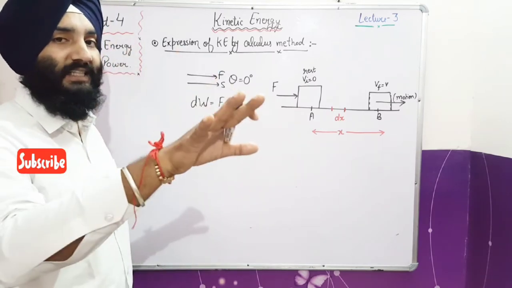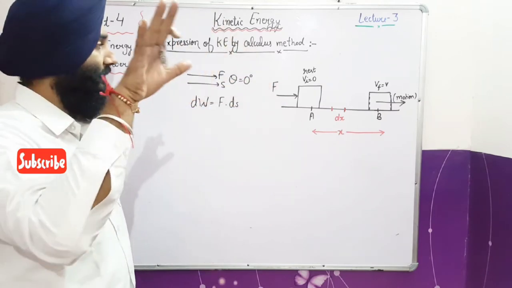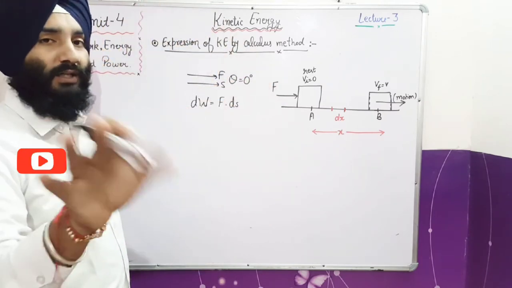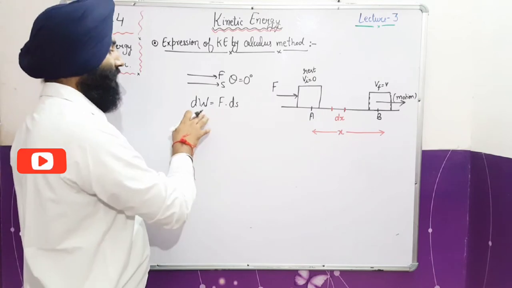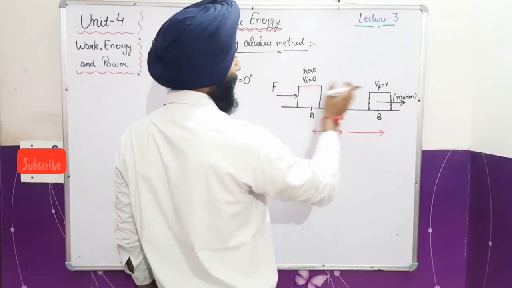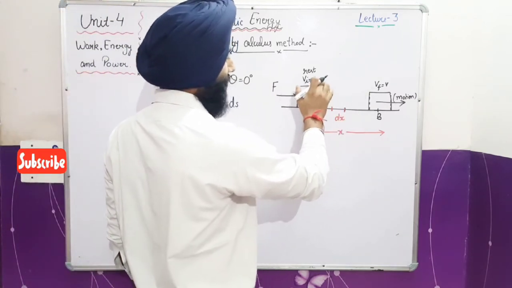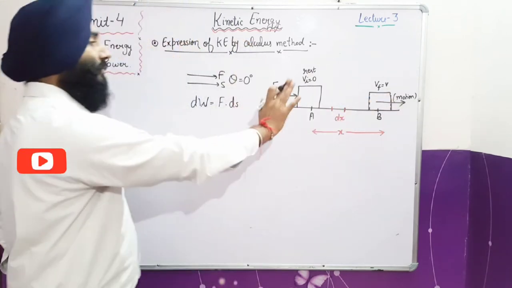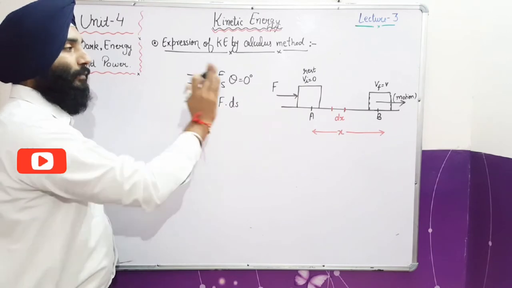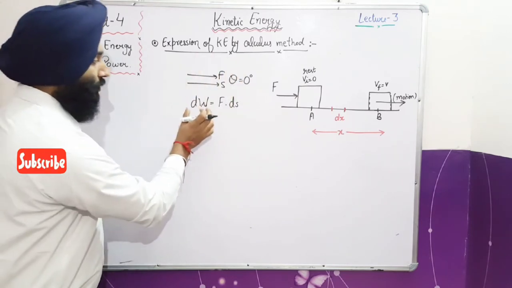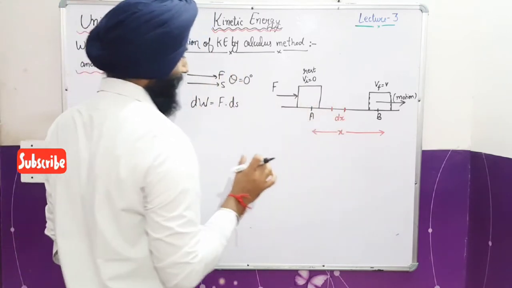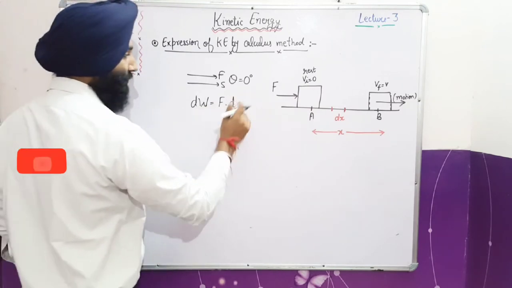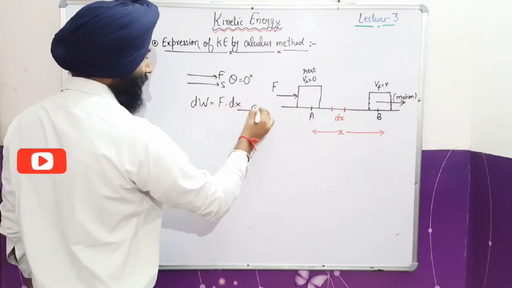For the total, what will we do later, children? For total work done, we have to use the integration method by using suitable limits: initially the body is at rest, meaning initial velocity is 0, and finally the velocity is, suppose, v. Fine. So at first I am discussing this small part, small displacement. So small displacement is what? dx. So this is equation number 1.